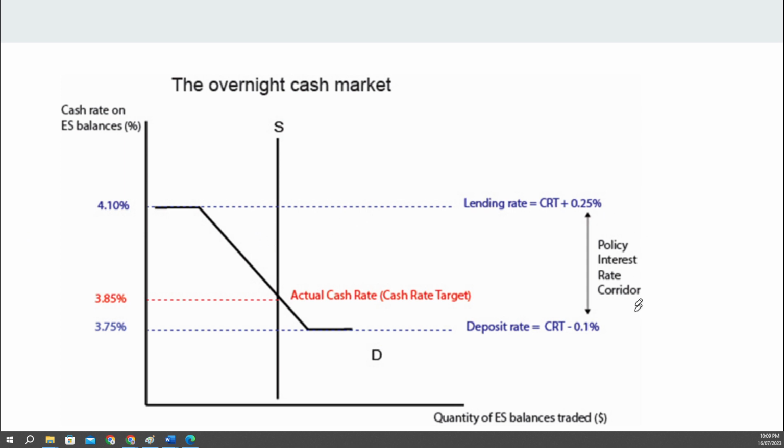But just a couple of things to remember: the policy interest rate corridor, the actual cash rate could be anywhere within this corridor. If demand for ES balances increases, well, the cash rate will increase, and that means that the actual cash rate will be different, or in this case above, the cash rate target. So the cash rate target stays the same, but the actual cash rate is where the demand and supply curve intersect, depending on the demand for ES balances on that particular day.